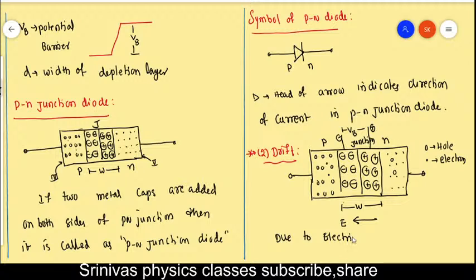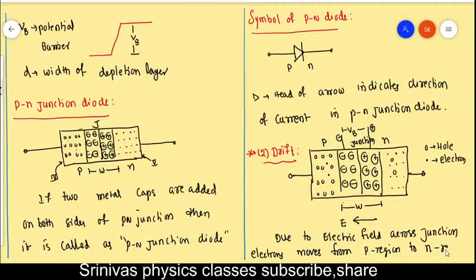Due to the electric field across the junction, the minority charge carriers, the electrons, move from the p region to the n region. In the p region, mostly holes are there, but one or two electrons are also there, and they will go due to the electric field, from p to n region.